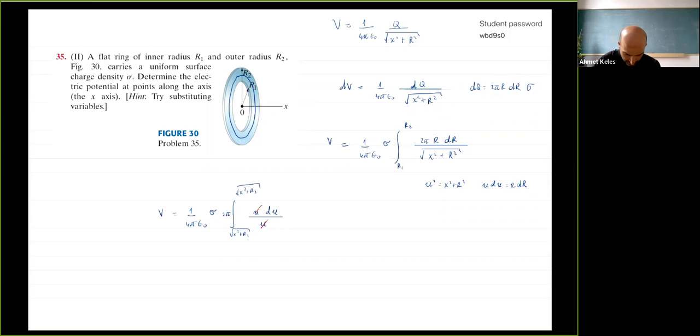Maybe the pi's cancel, and the result is sigma over 2 epsilon naught, and open the parentheses, square root of x squared plus r2 squared minus square root of x squared plus r1 squared. All right, and I think that's it.